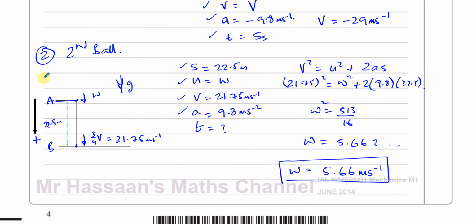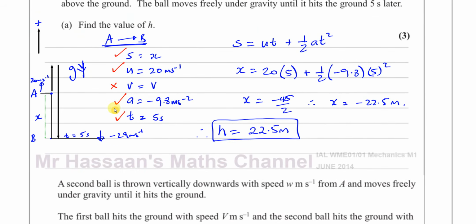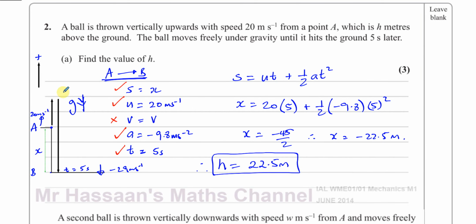Now, it's no problem if I take up as positive always. There's no problem in these questions. If you want to do that, that's perfectly fine. I personally find that taking the direction in which something was initially thrown as positive makes it a bit easier for me. But if you want to take up as positive the whole time, it's absolutely fine. Then you have to be careful. Your displacement here would be negative 22.5, your final velocity would be negative 21.75, and your acceleration would be negative 9.8, and you'll end up with exactly the same answer. So it really doesn't matter. It's just that I prefer to take the initial direction in which something was thrown as positive.